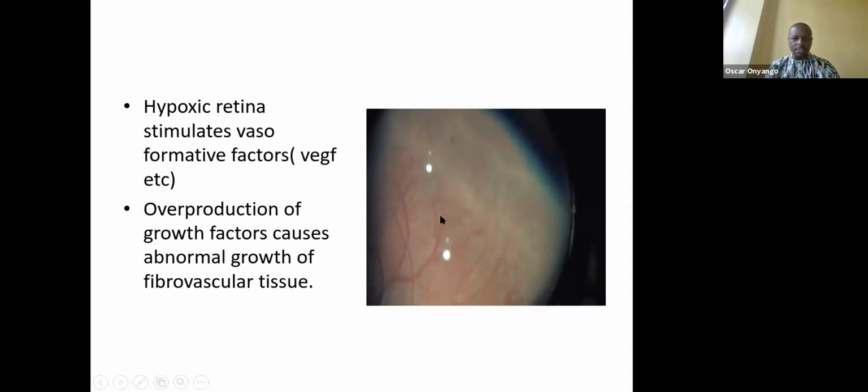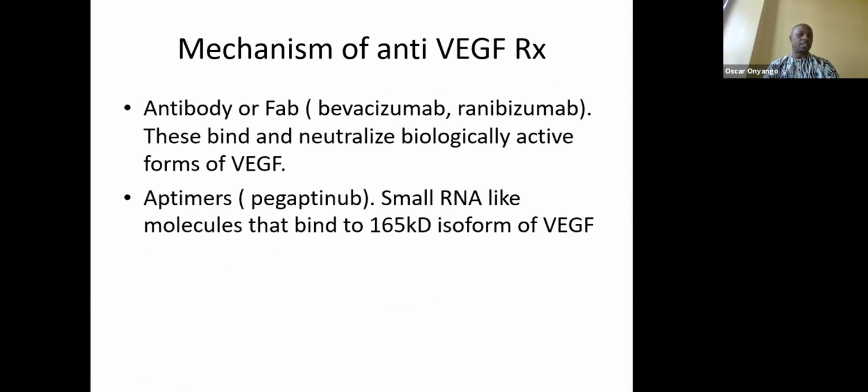Then this tortuosity starts, and it starts lifting there, and it comes out of place at this particular area, and you end up with a detached retina. Mechanisms for anti-VEGF. So the treatments I'll discuss are two: antivascular endothelial growth factor injections and laser.